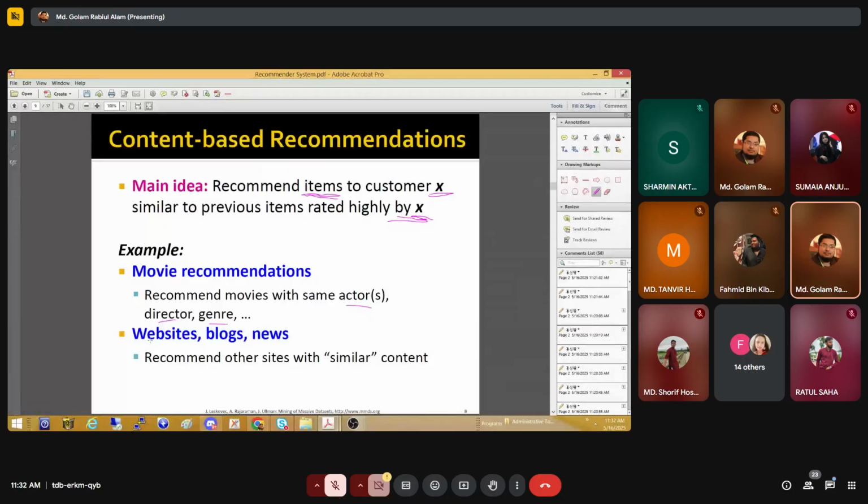Another example, maybe websites, blogs, and news: recommend the other site with similar content. If the content is similar, then recommend that also to the customer.